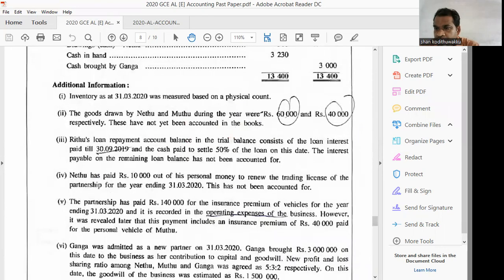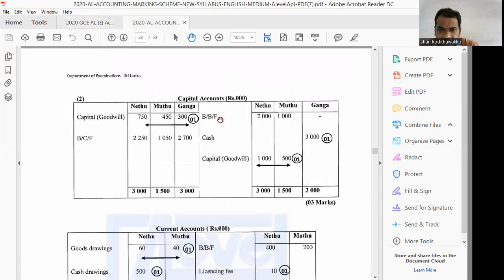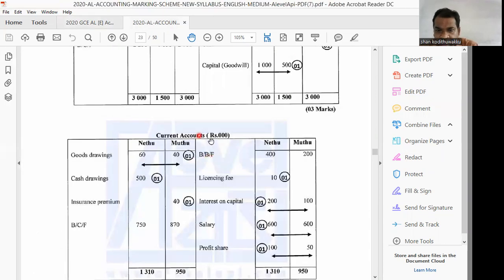Right. Then we can take trial balance values. Capital accounts Netu, Muthu, 2,000 and 1,000. We can record in the capital accounts like this. Brought forward balance 2,000 Netu, 1,000 Muthu. Current accounts Netu 400, Muthu 200. Then we can record like this. Brought forward balance in current accounts 400 Netu, 200 Muthu.